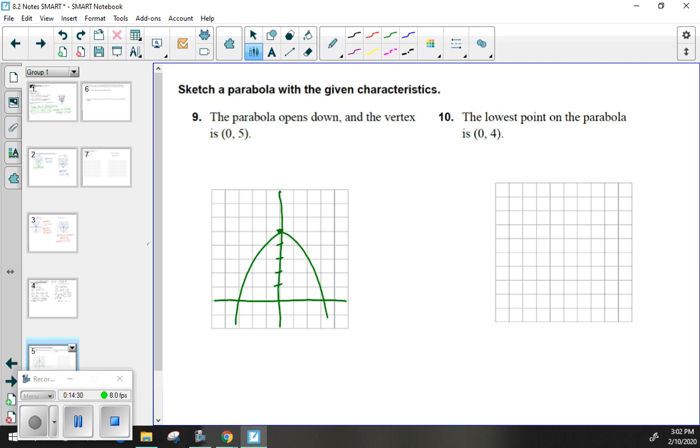Okay, let's do number 10 because that way you kind of will get a better idea. The lowest point on the parabola is 0, 4. If the lowest point on the parabola is at 0, 4, it cannot open down because that would say everything underneath that would be lower, right? So we know that 0, 4 is the lowest point on the parabola. So again, 1, 2, 3, 0, 1, 2, 3, 4. So there's 0, 4, and it would have to open up because that is the lowest point on the parabola.